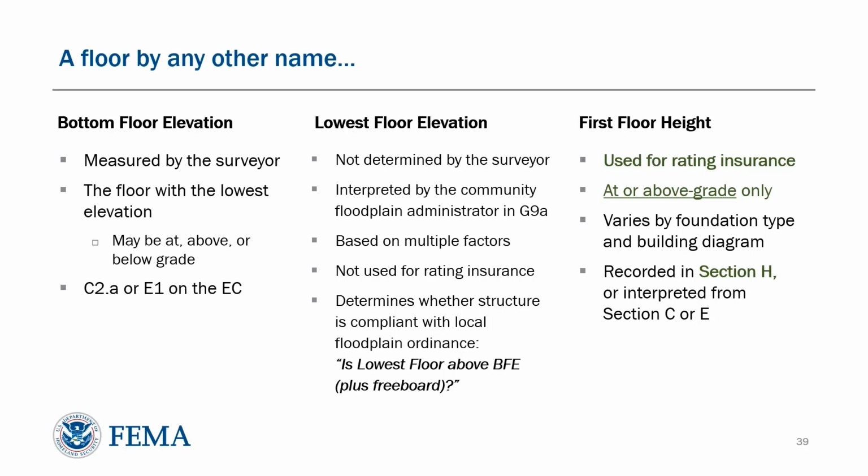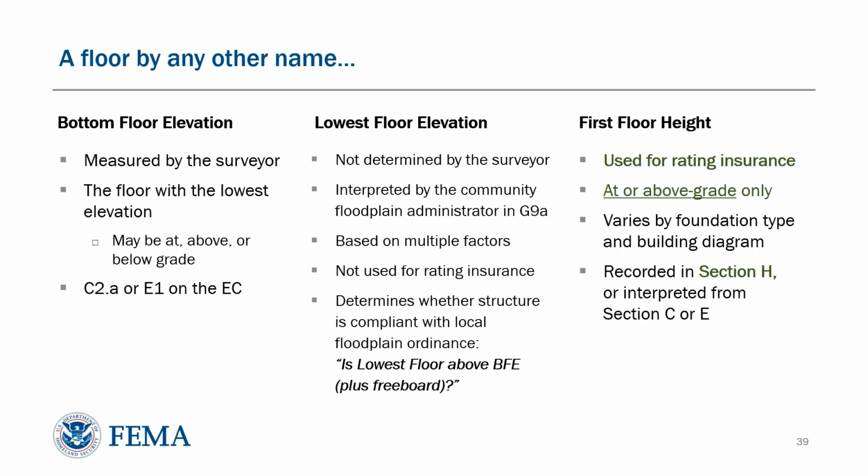Earlier, we reviewed the definitions for 3 different floors. So while we're talking about floor elevations in Section C, let's break down the differences so you'll understand which of these are recorded here. Bottom floor is an objective elevation recorded by the professional surveyor. It could be at grade, above grade, or even below grade. Bottom floor could be a slab floor, a raised slab, a crawl space, an enclosure, a basement, and it can even be elevated on posts or piers. Bottom floor is recorded on the elevation certificate as either C2A or E1.